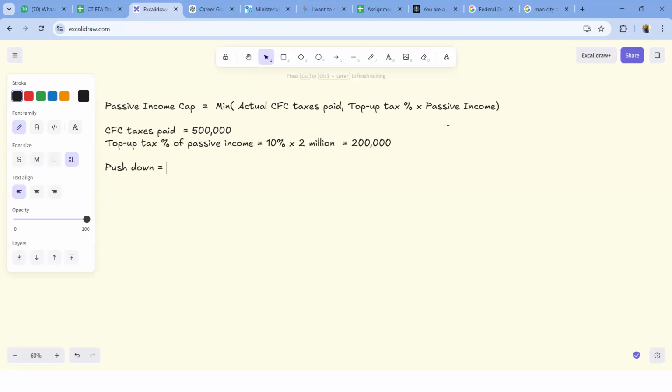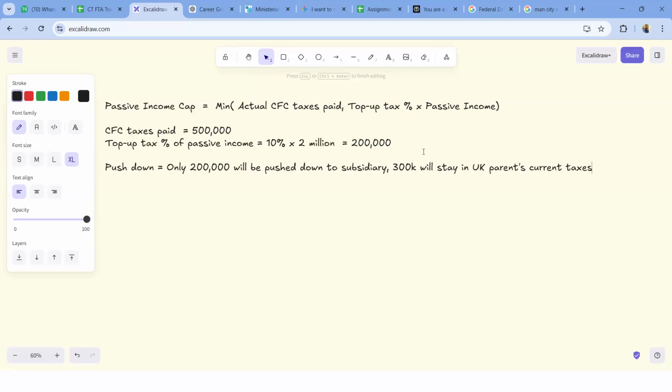Push down will be limited to, even though the holding company or the parent company paid 500,000, only 200,000 would be pushed down. Only 200,000 will be pushed down to the subsidiary, and the remaining 300,000 will stay in the UK parent's covered current taxes.